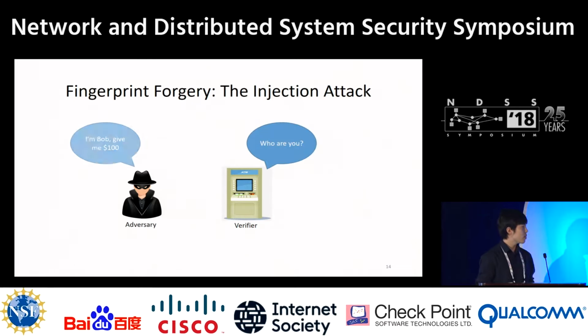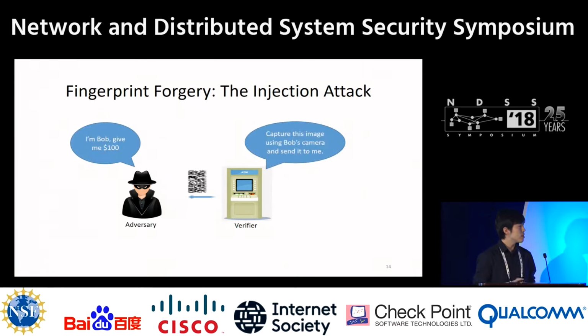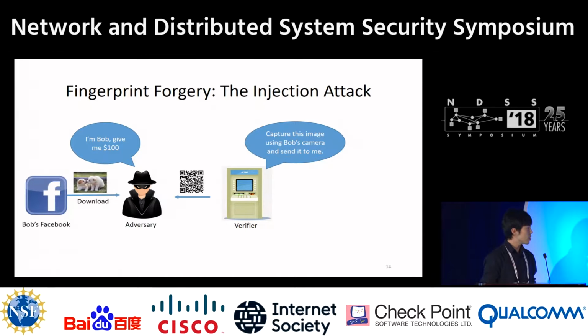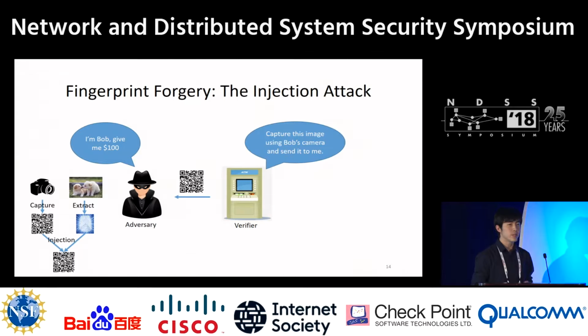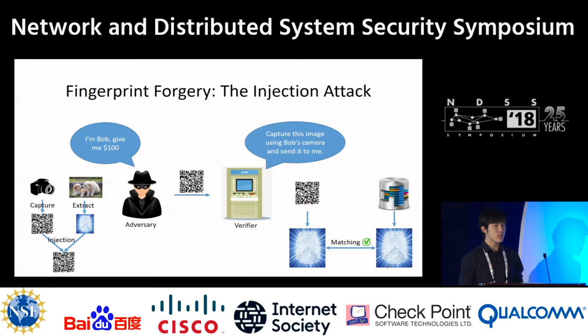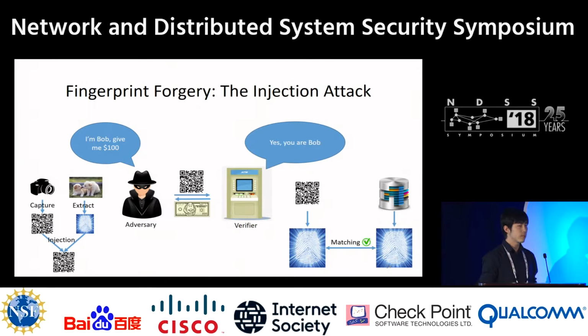Again, he will claim he's Bob, and at this time, the verifier will ask him to take a photo of a QR code. After taking the photo, the adversary downloads an image from Bob's Facebook to extract the fingerprint of Bob's camera, and then he will inject the fingerprint into the photo and send it back to the verifier. Because this photo contains the fingerprint of Bob's camera, the verifier will be fooled again.